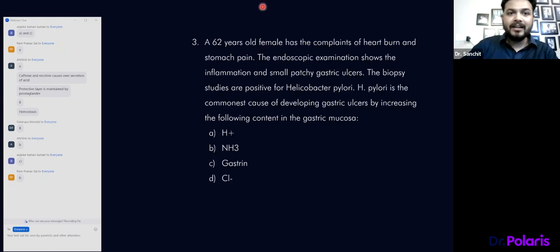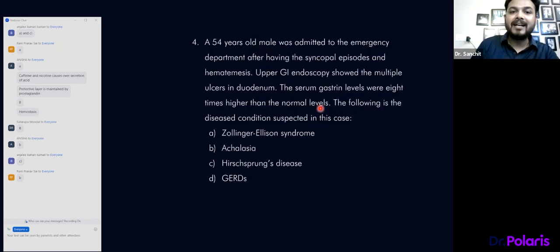So I'll move ahead. If you guys are clear, I'll move ahead to my fourth question, right? I've got a thumbs up, so I'll move on to the fourth scenario, or fourth question coming for you today, and that is here. Right. Now, a 54-year-old male was admitted to the emergency department after having a syncopal episode and hematemesis.